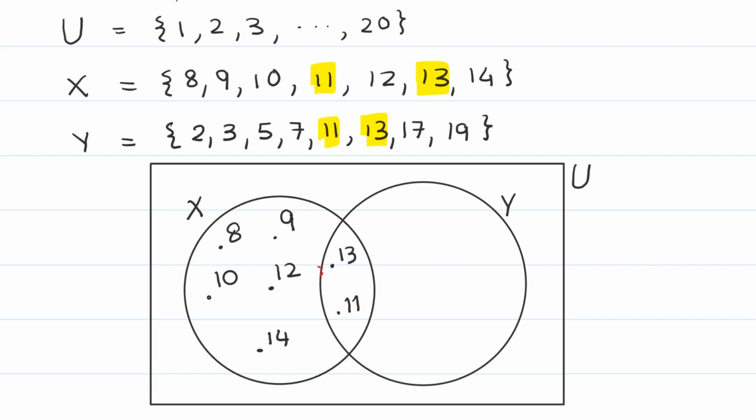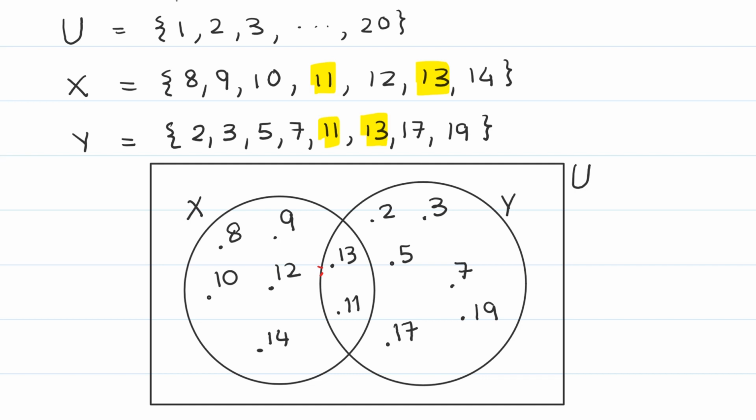Now y. Remaining elements we have already considered 11 and 13. So 2, 3, 5 order and position is not important. 7, 11 we have already considered, 13 is there, 17, then elements of set U.